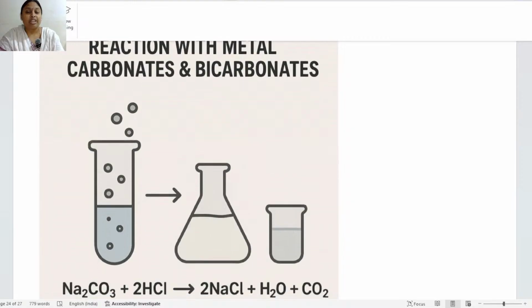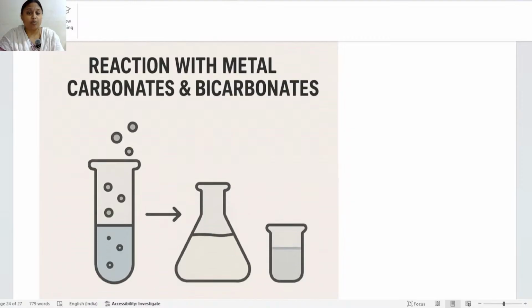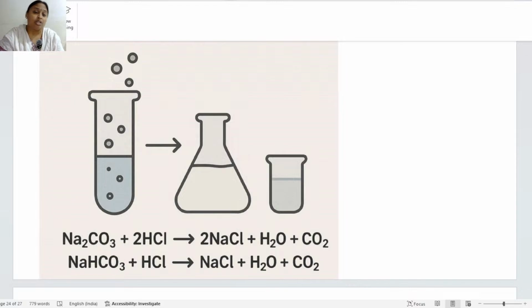Next, acids when they react with carbonates and bicarbonates. As the acid I am taking HCl, as the carbonate, for example, sodium carbonate, and sodium hydrogen carbonate for the sodium metal bicarbonates. Whenever we do this, sodium chloride is formed along with water and carbon dioxide gas.